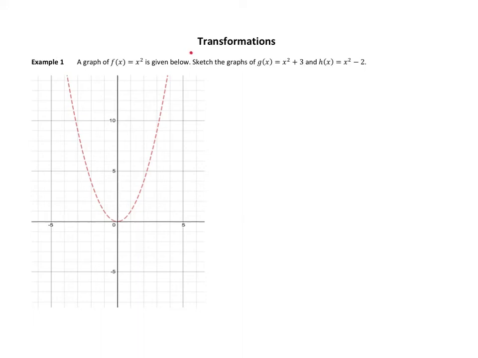In this lesson, we'll talk about transformations. The idea is if you start with a function like f of x is equal to x squared, and you adjust it by maybe adding 3 or subtracting 2, how will that affect this graph? To figure this out, I'm going to choose a couple of points on this equation.